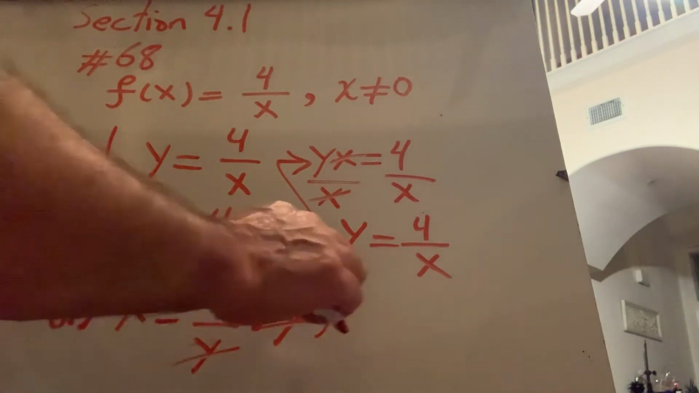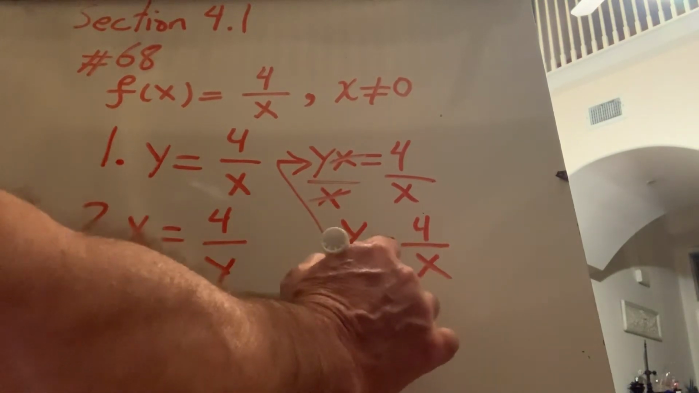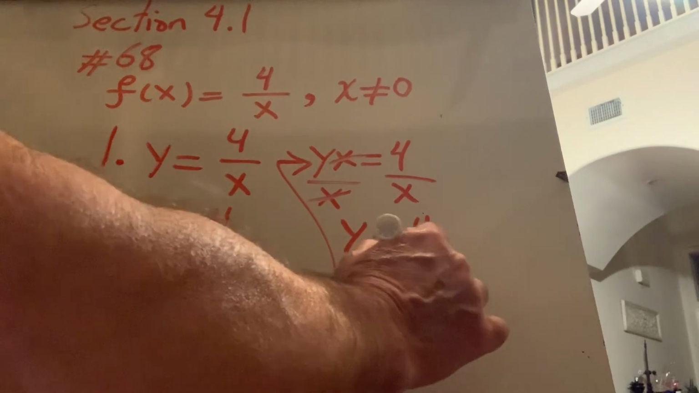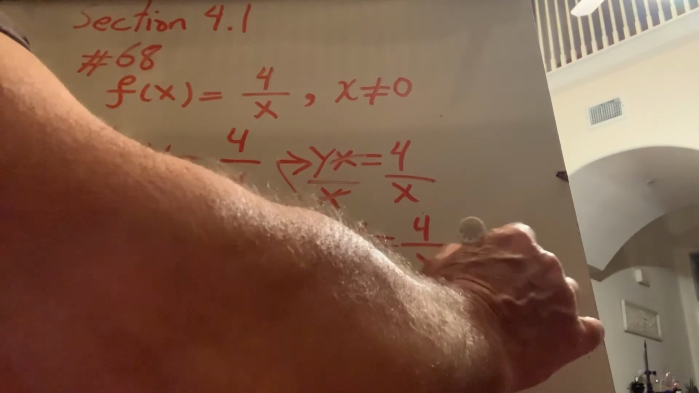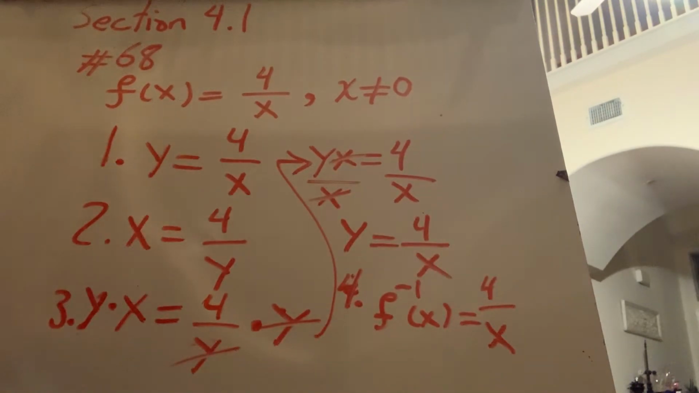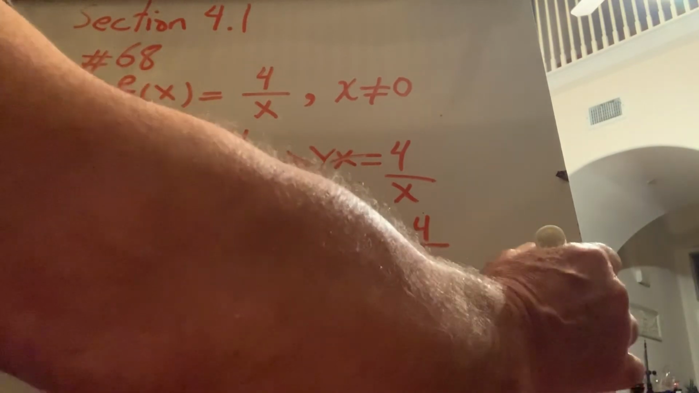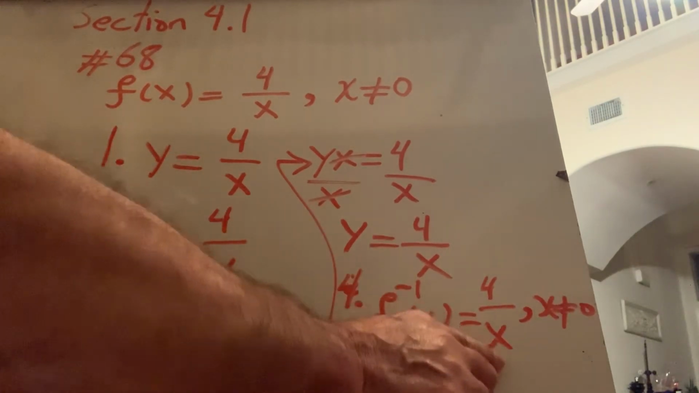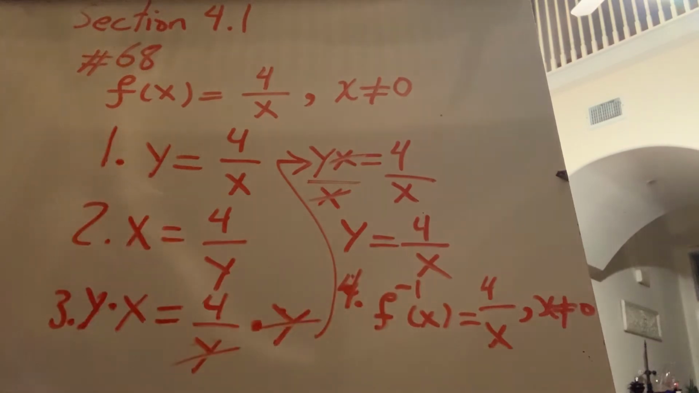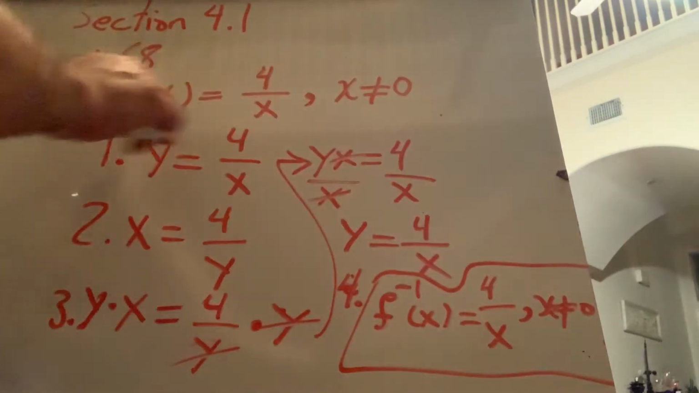Now step 4 says to make sure you change y to f inverse of x. Okay, I think I have enough room to show step 4. So we're just going to change y to f inverse of x, which happened to be 4 over x. And also don't forget, in this case, to say x cannot be 0, for the same reason, because x shows up in the denominator in your inverse function, f inverse of x, and you can never divide by 0. But this is your inverse for our function f of x, which is 4 over x.